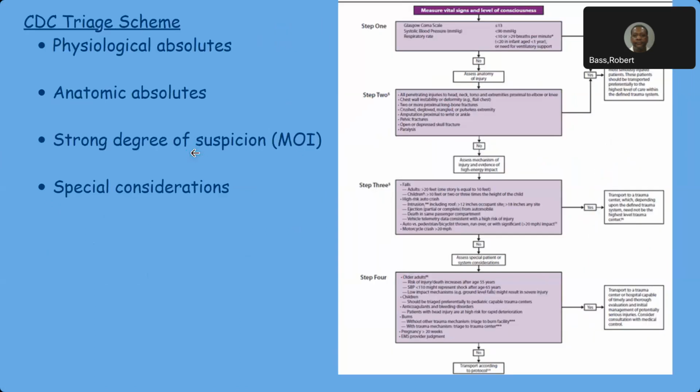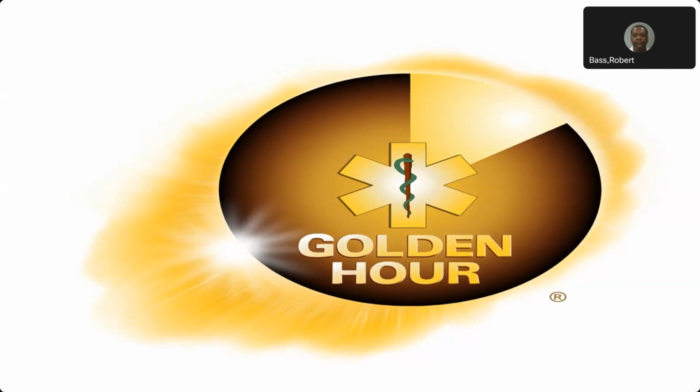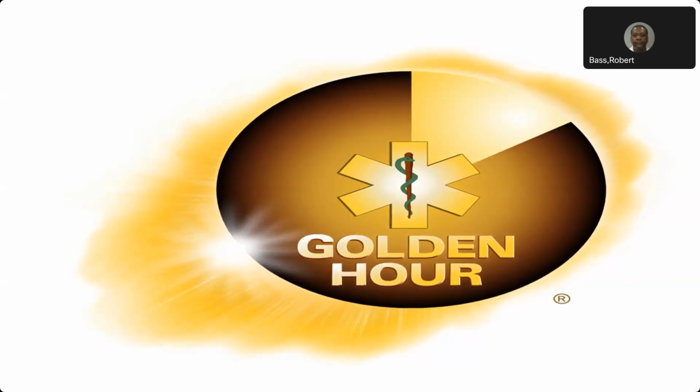All right, so we identified that this patient meets the leveling criteria. We talked about systems of care. This brings us to our golden hour. Our golden hour has been changed to the golden period. Initially, the golden hour said that if that patient experiences this traumatic event, and from the onset of the traumatic event could be with the trauma surgeon in definitive care within an hour, that patient has a better chance of survival.